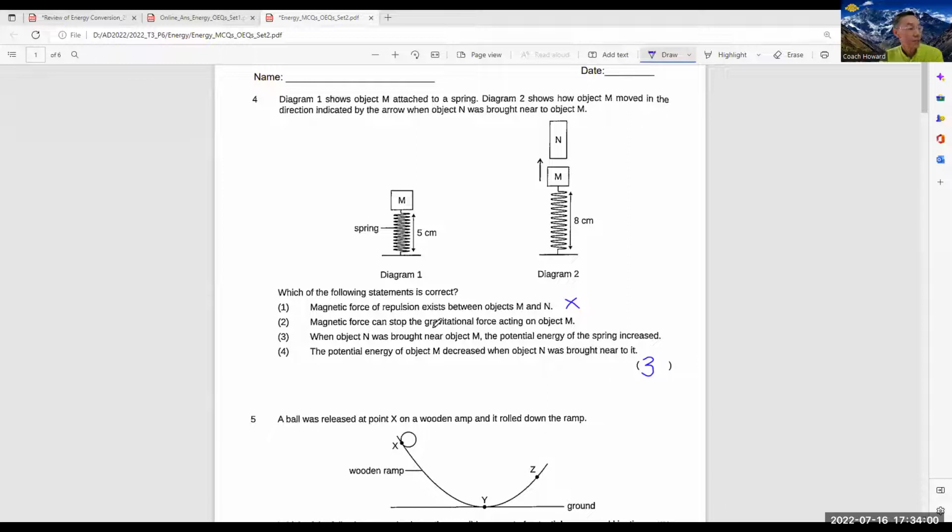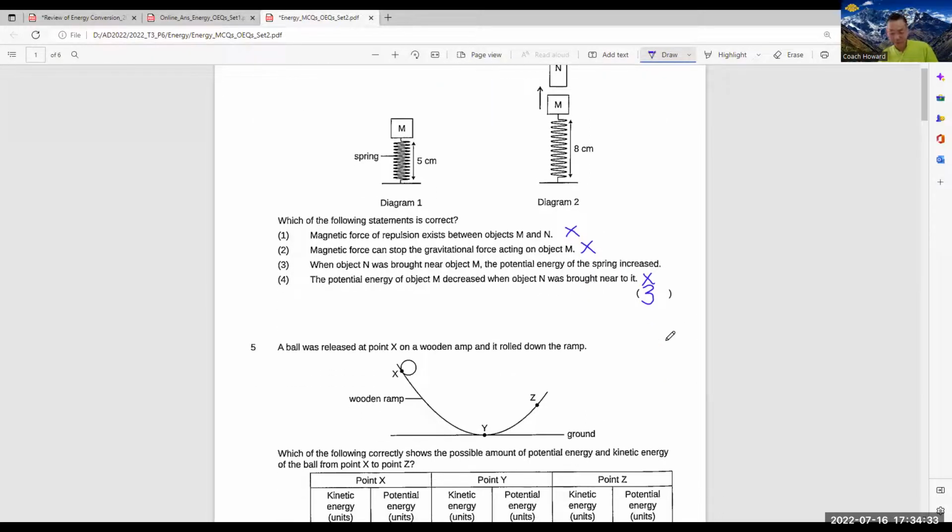Magnetic force can stop the gravitation, so this is wrong also. Potential energy of object M decreased when M was brought near. This potential, because it's going higher, right? So it's the gravitational potential. So this is wrong. It's not decreased, it's increased. When object N was brought to it, the potential energy of the spring increased because it's being stretched further. So the answer is 3.